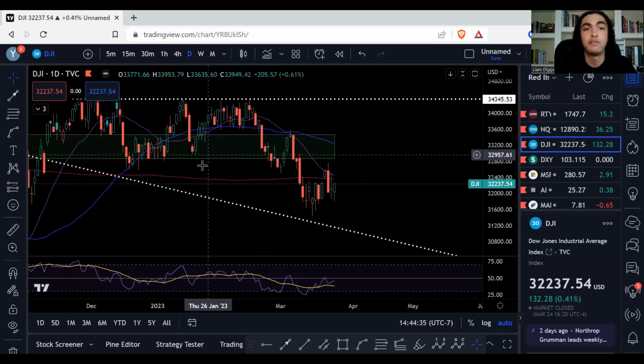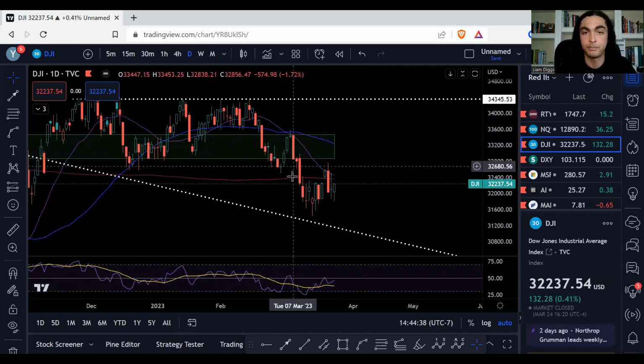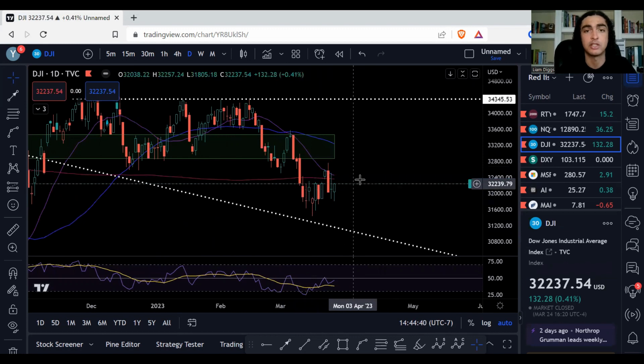Let's jump over to the Dow Jones. The Dow Jones fell out of this consolidation zone about 2 weeks ago, and pretty much just all consolidation last week.